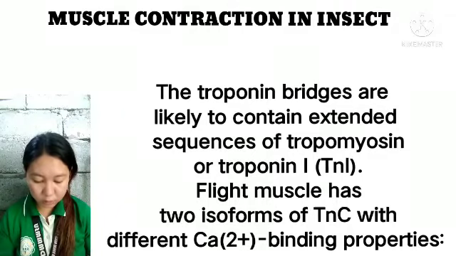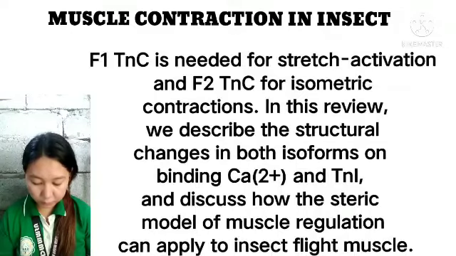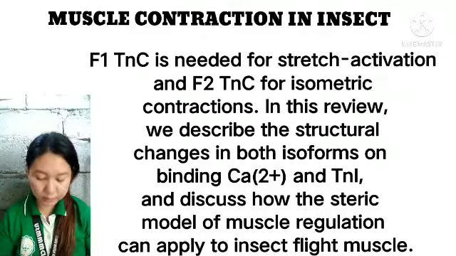Flight muscle has two isoforms of TnC with different Ca binding properties. F1 TnC is needed for stretch activation and F2 TnC for isometric contractions. In this review, we describe the structural changes in both isoforms on binding Ca and TnI, and discuss how the steric model of muscle regulation can apply to insect flight muscles.